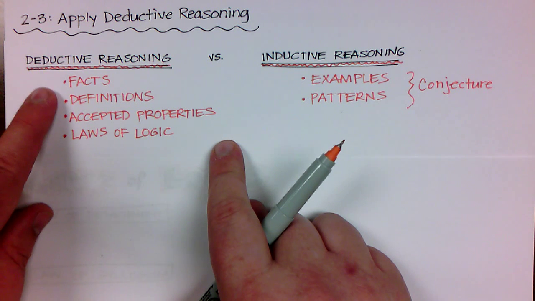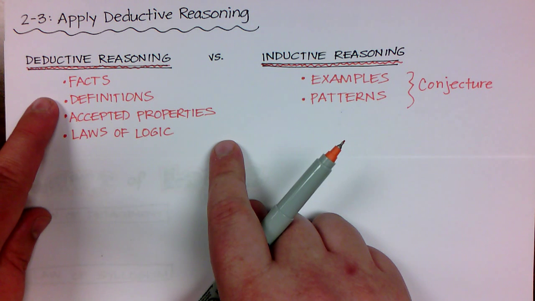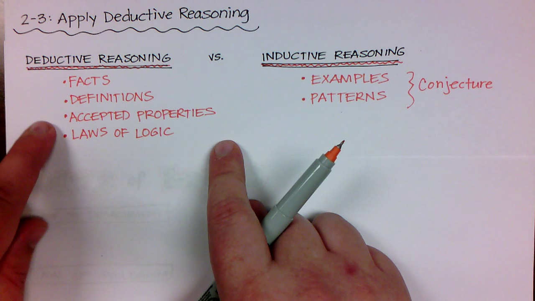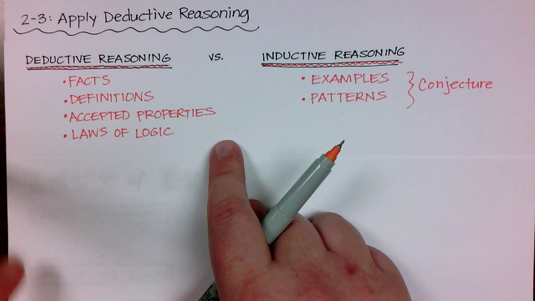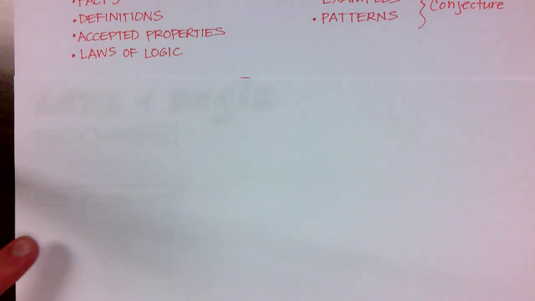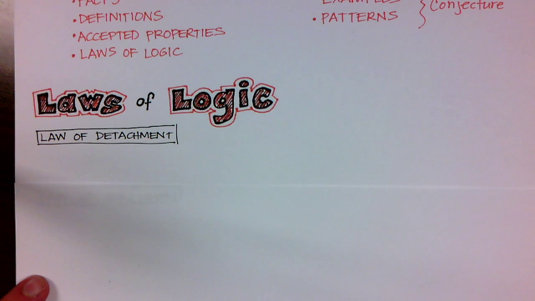Obviously, if we're given a fact or definition, you can't argue with those, or accepted properties that we already believe in. But laws of logic is something new. So let's go over two of those that we're going to cover today. The first one is called the law of detachment.